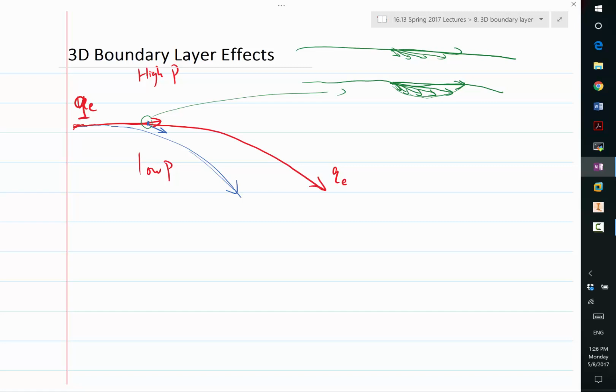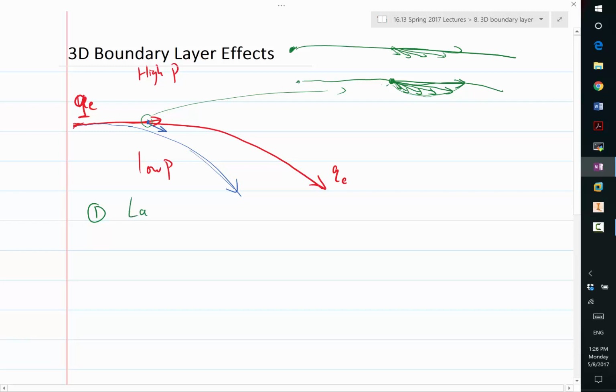Okay, that means in order to determine the boundary layer profile over here, you not only need the boundary layer profile upstream and also the outside velocity profile, you also need the boundary layer profile of nearby streamlines. So that's one of the effects that is different from a two-dimensional boundary layer. So one is lateral pressure gradient. Okay, that causes the boundary layer to become three-dimensional and couples different streamlines.